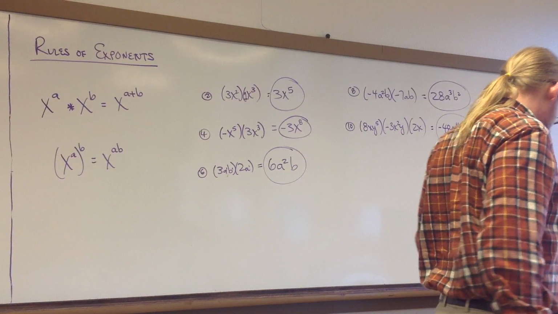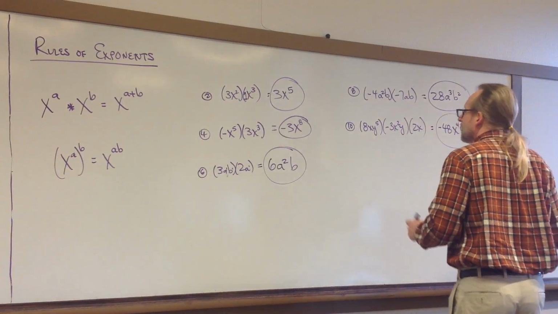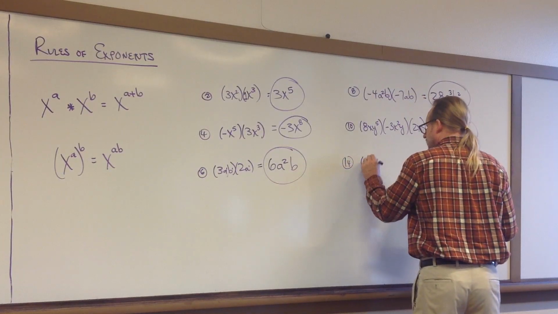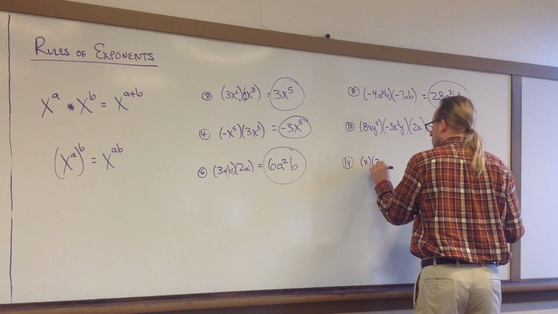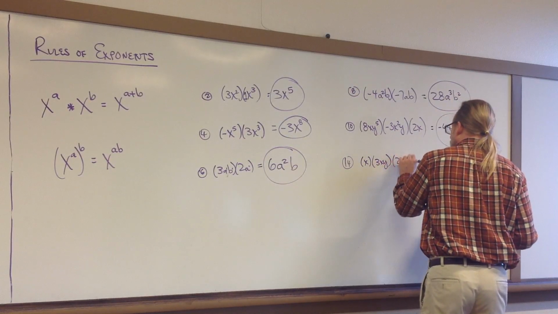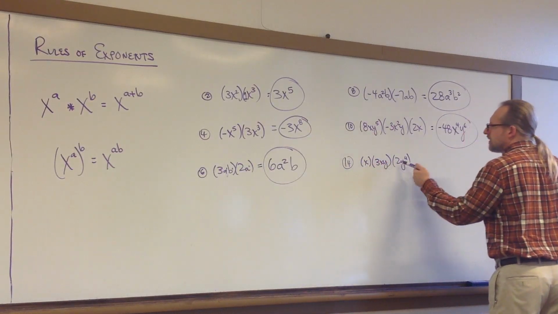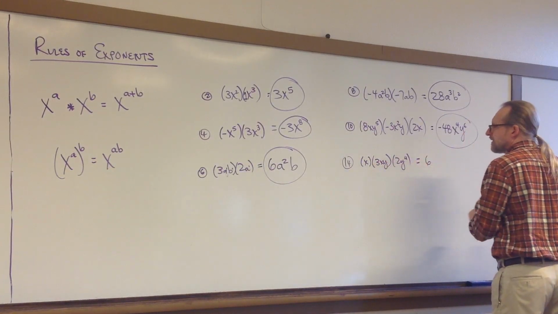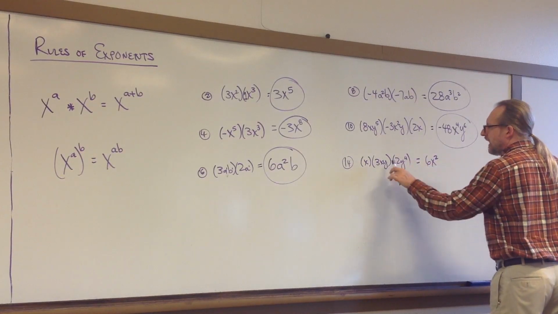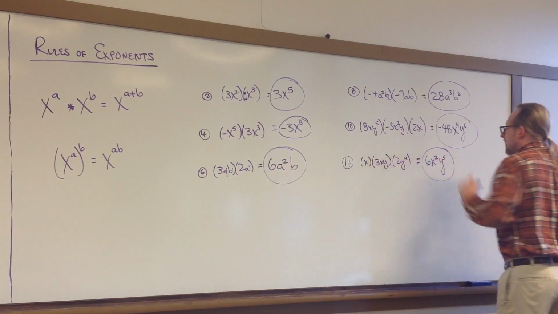Okay, let's see here. Let's go to number 14. So then we've got x times 3xy times 2y to the fourth. So again, the coefficient here is 1. So 3 times 2 is going to give us 6. X times x is x squared. And y to the first times y to the fourth makes y to the fifth power.